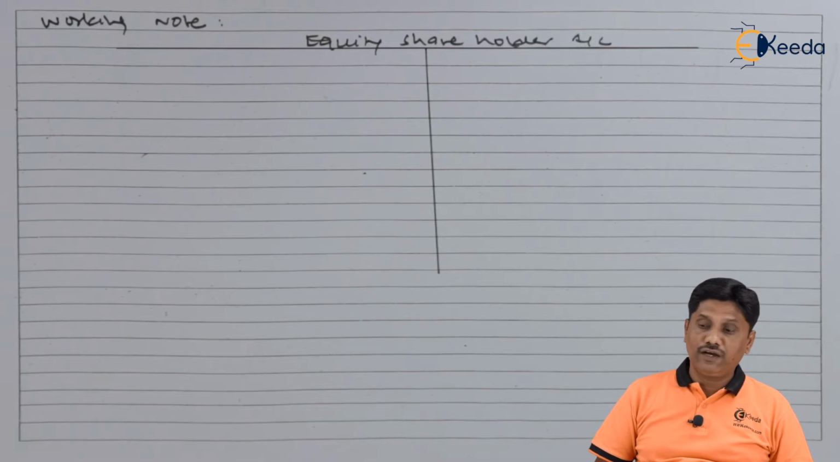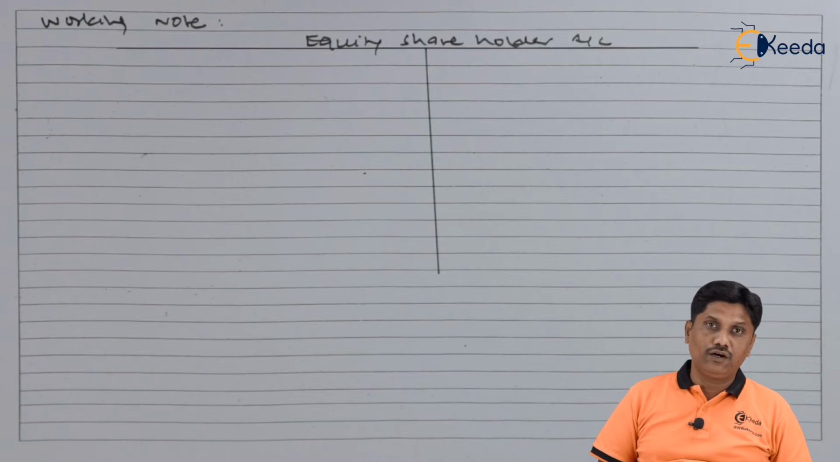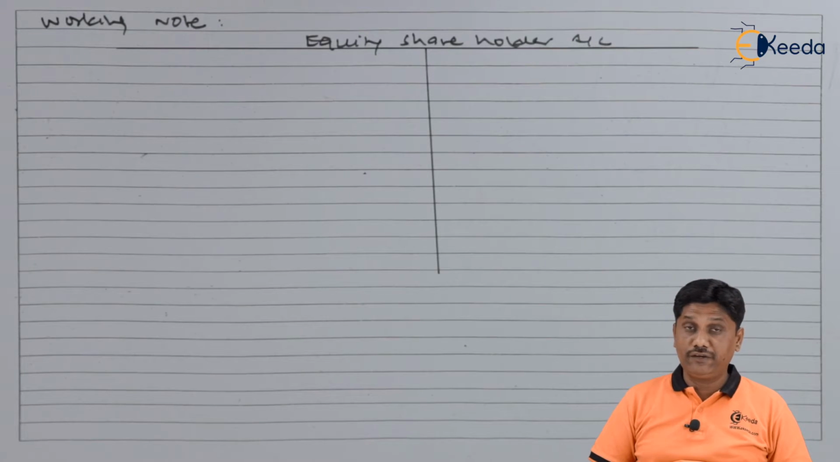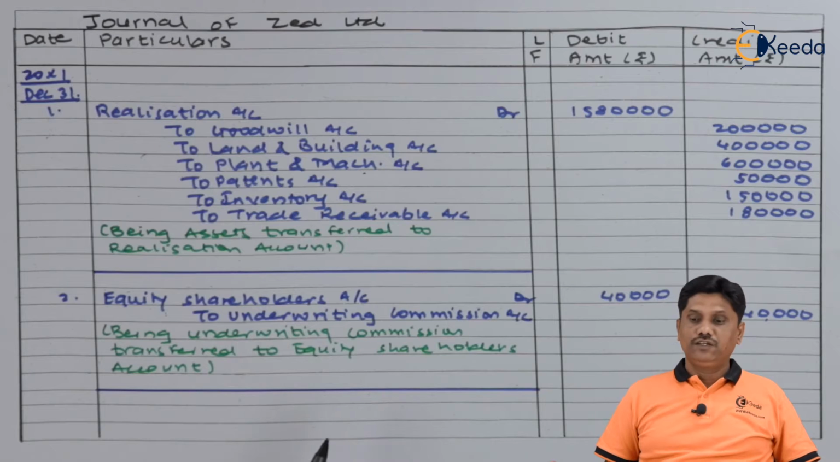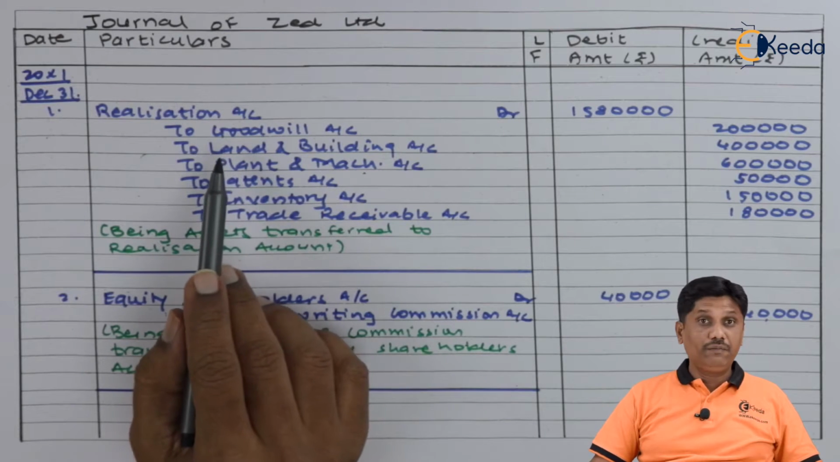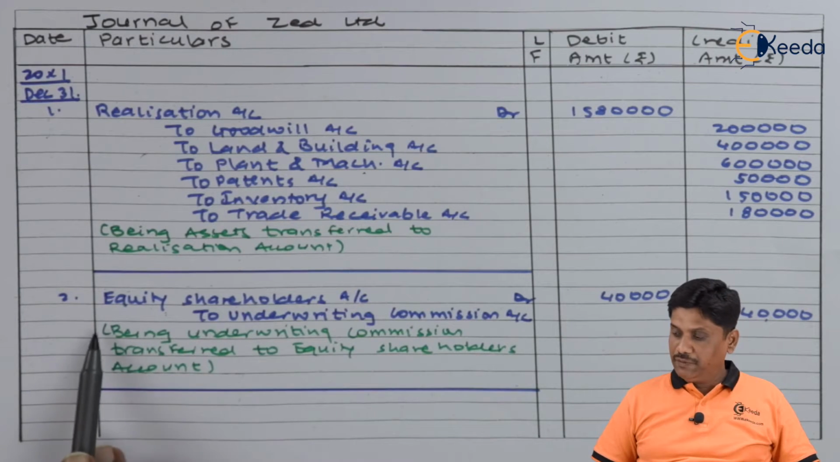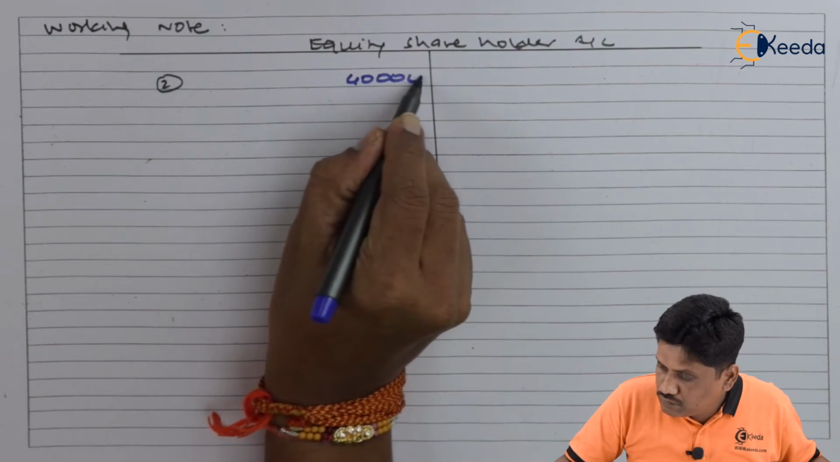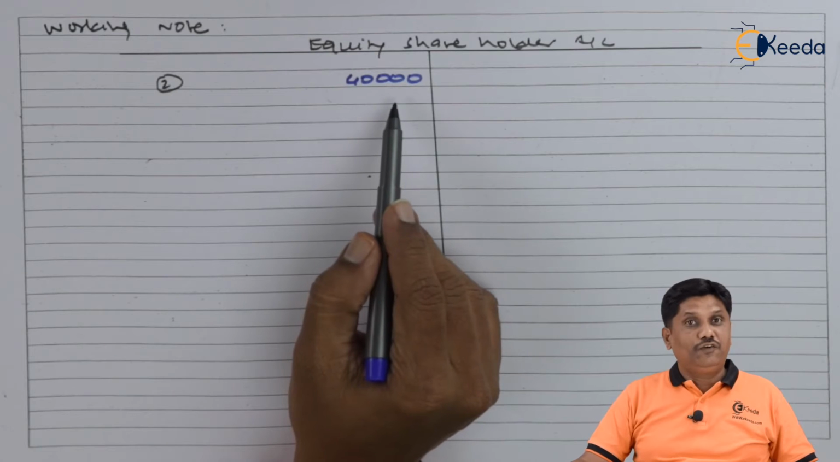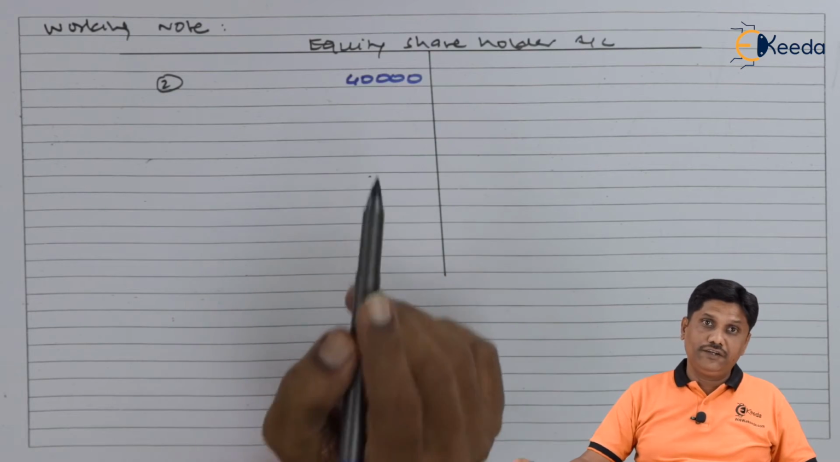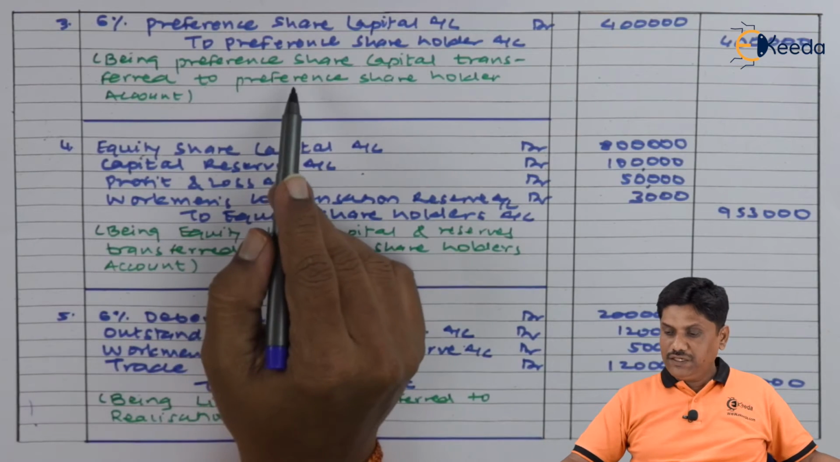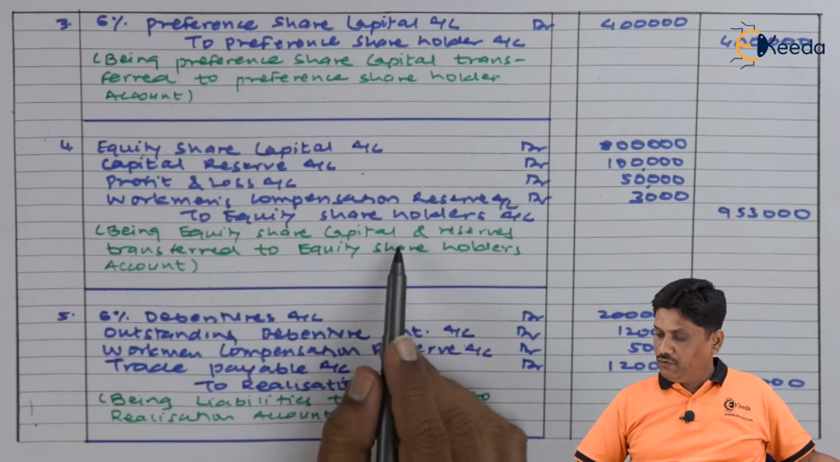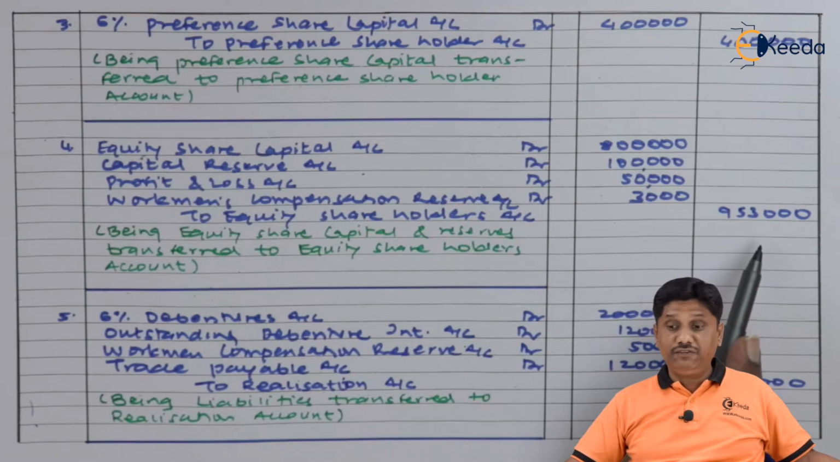Friends, in this rough account, I will once again debit and credit the account. So I have to once again check my entries where the equity shareholder account is affected. Friends, notice this. Entry number 1, equity shareholder account is not there. Entry number 2, equity shareholder account is debited. We have debited this 40,000 in equity shareholder account. Let us see the next entry. Entry number 3, equity shareholder account is not there. Entry number 4, equity shareholder account is created with 953,000.